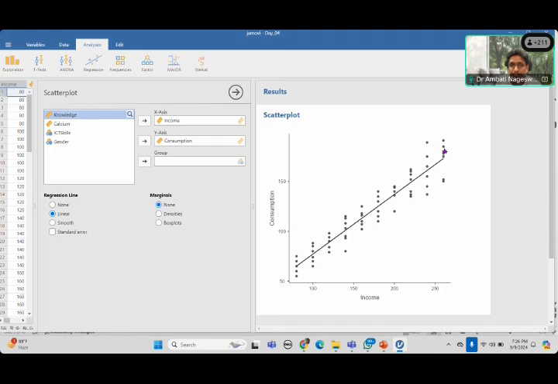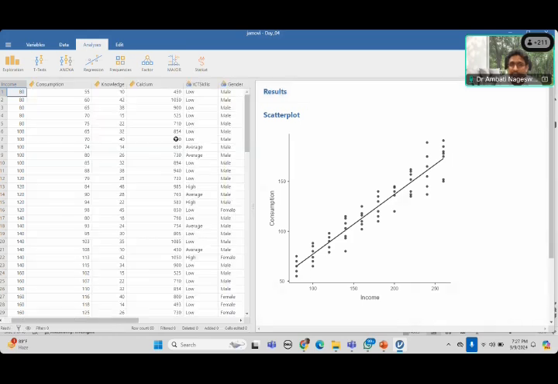There can be positive relationship, there can be negative relationship. When one variable increases, the other variable also increases, that is called positive correlation. If one variable increases, other variable decreases, it is called negative correlation. Now, we are able to understand there is a linear relationship between income and consumption.